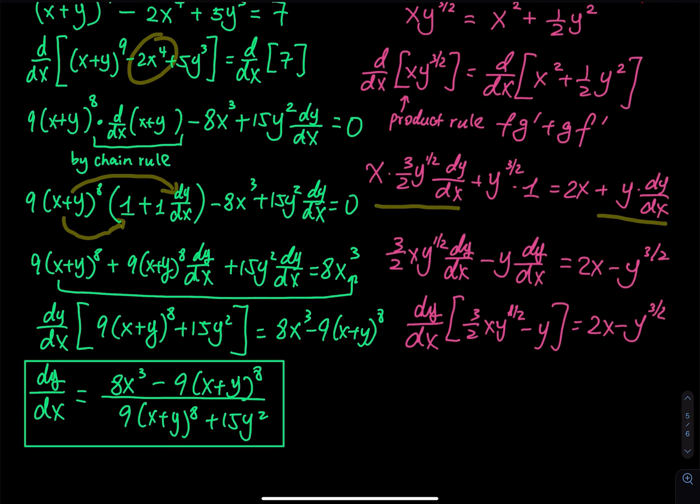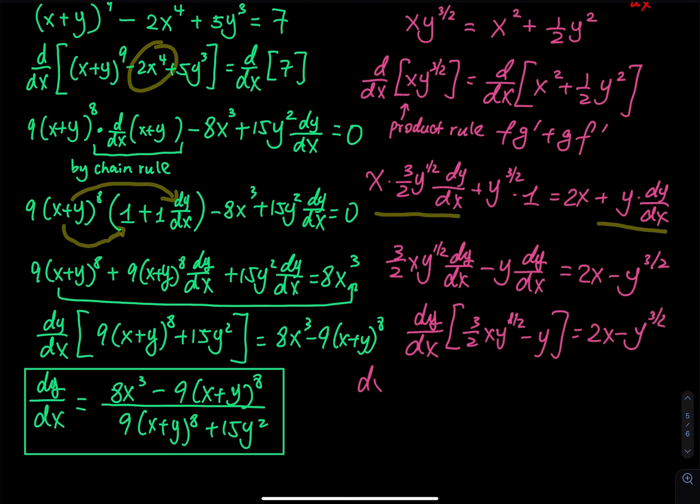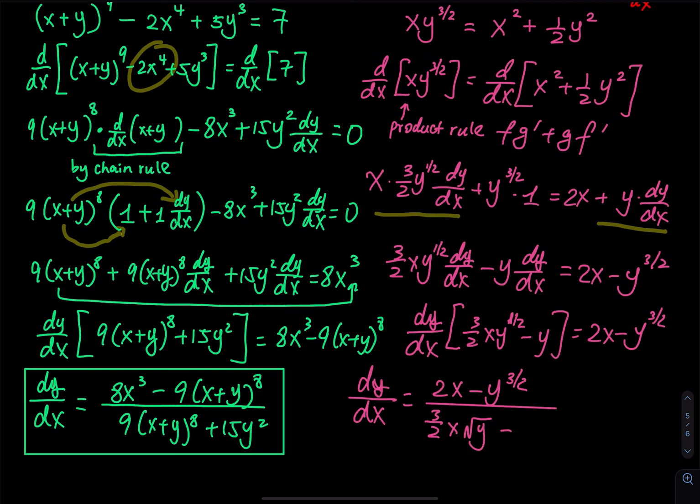And then finally, so dy dx is equal to 2x minus y raised to 3 over 2, over 3 over 2 x, the y to the 1/2, you can put that as square root of y, minus y. If you don't want to keep a 2 as the denominator over there, you can multiply top and bottom by 2. All right, but I will just keep that. So this is your final answer.